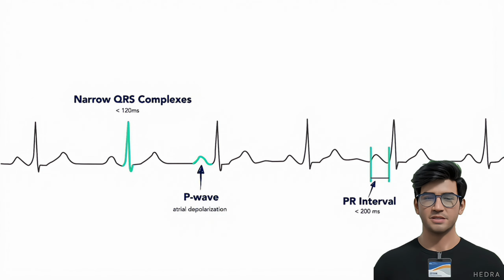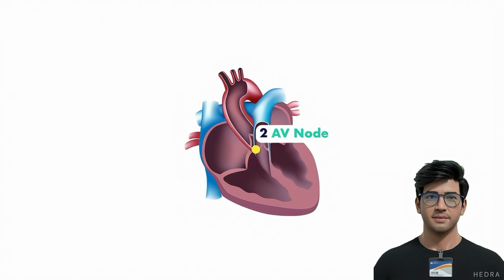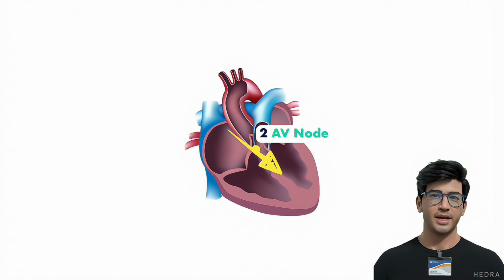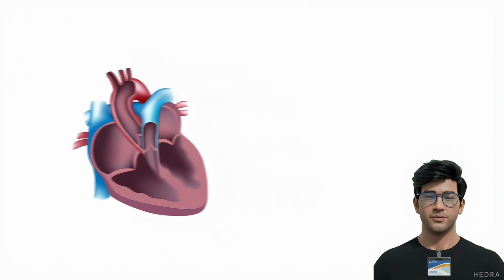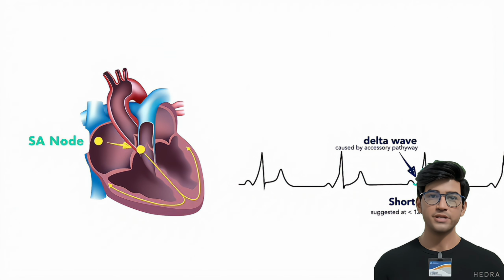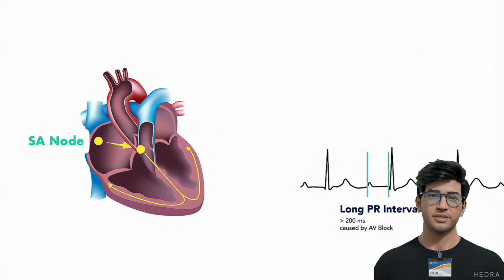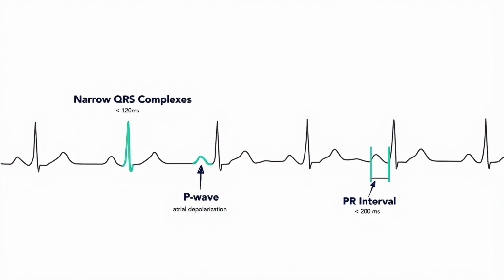Between these two waves is the PR interval, and in normal sinus rhythm, this interval is always constant and less than 200 milliseconds. This represents the inherent delay of depolarization from the atria to the ventricles through the AV node. Intervals that are way too short can represent an accessory pathway, seen here, and intervals that are too long can represent AV blocks, seen here.